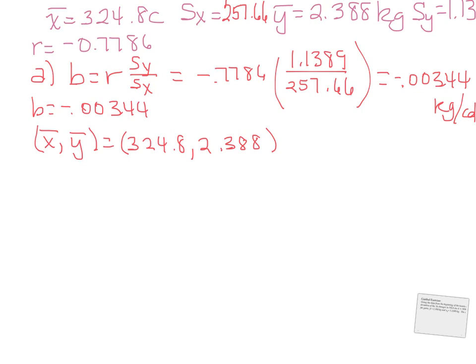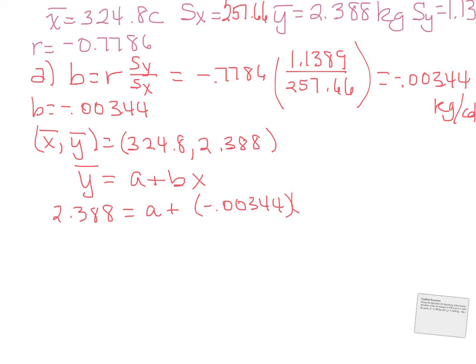All right, and so we're just going to plug this into our equation. And our original equation, remember, is y bar equals a plus b of x. So plug it in. I get 2.388 equals a, I don't know what that is, plus negative 0.00344 times 324.8. Now I know that you can work all this out, and when you do, a is equal to 3.505 kilograms.